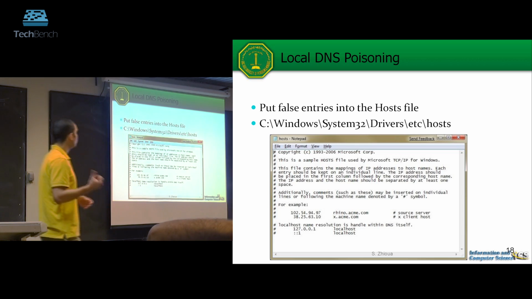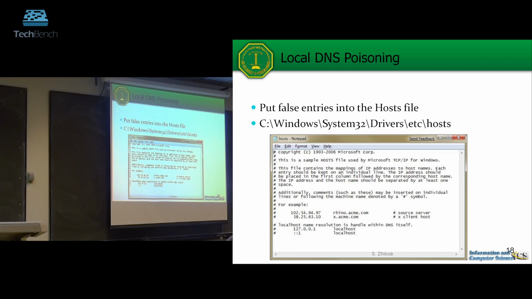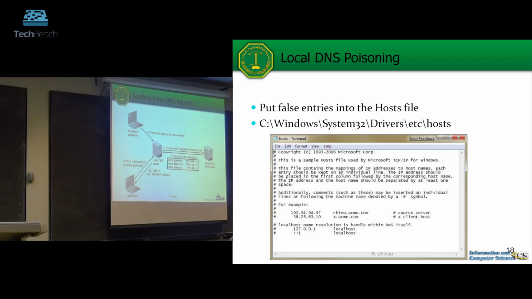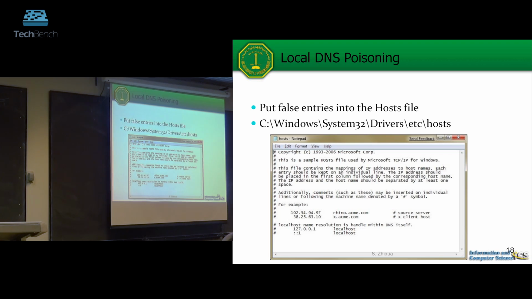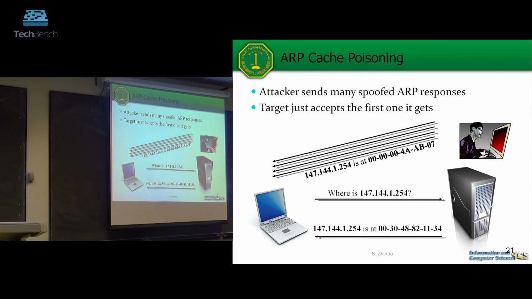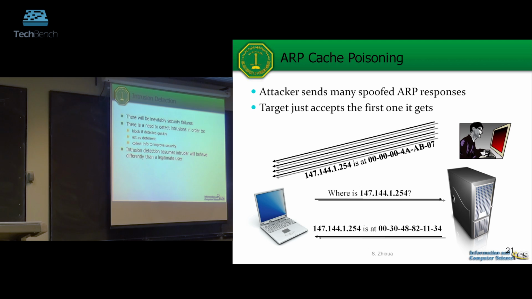So we saw one part. We will do some examples today. We saw, for example, DNS poisoning. A lot of types of poisoning of DNS, like DNS cache poisoning, DNS file poisoning, or local DNS poisoning, then DNS cache poisoning, and sending extra DNS records, and then ARP poisoning or ARP sniffing.